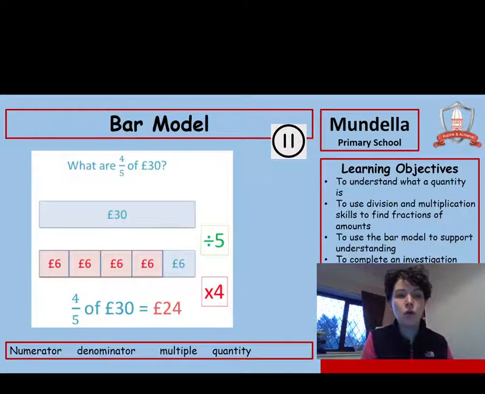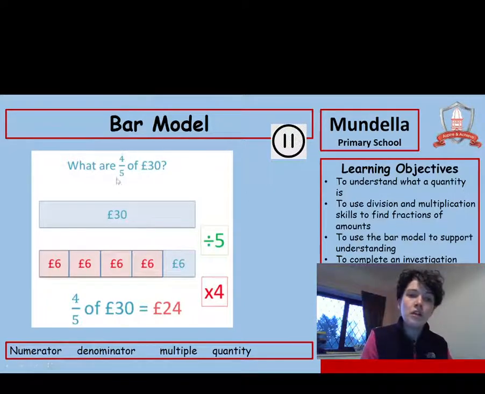So underneath your one bar, you're going to do an identical bar, so it's exactly the same, but you're going to divide it into 1, 2, 3, 4, 5 equal parts. Yes, we're dividing it by 5 because that is the denominator of the fraction. Once we've divided 30 by 5, we come up with an answer of 6. So each of these bars has to be worth £6. Okay, 30 divided by 5 is 6.